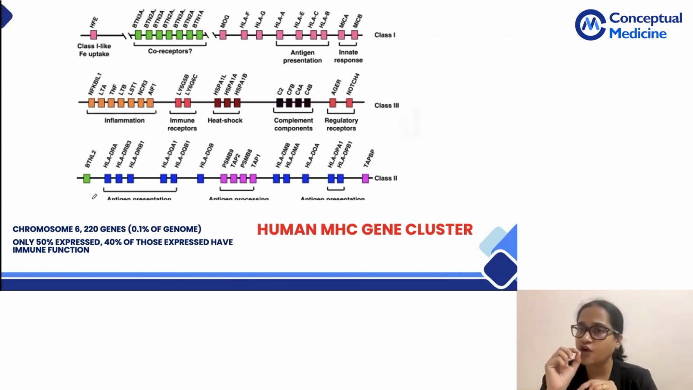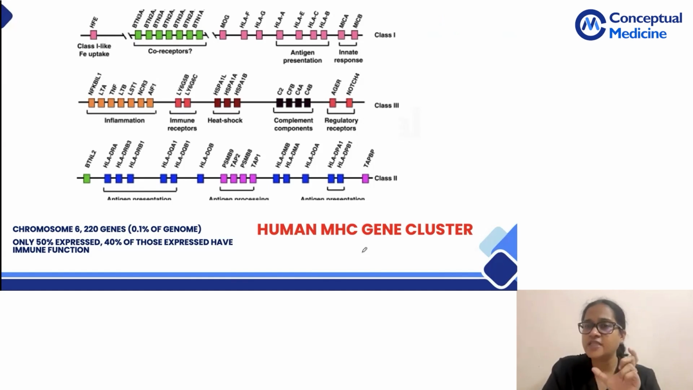But then there is some 1% which causes so much variability in all of us. An important segment that causes that variability is situated on chromosome 6. It is only 0.1% of your genome, a very, very small part. That is called the HLA, the human MHC gene cluster, the major histocompatibility complex.